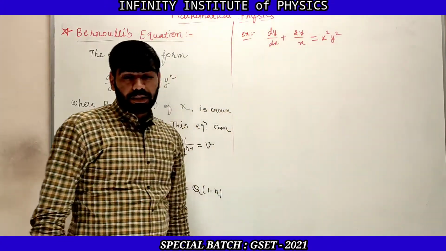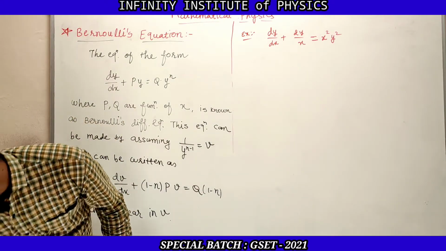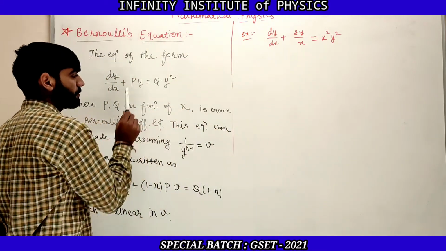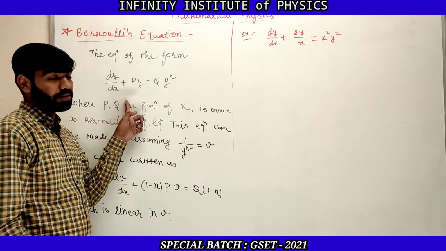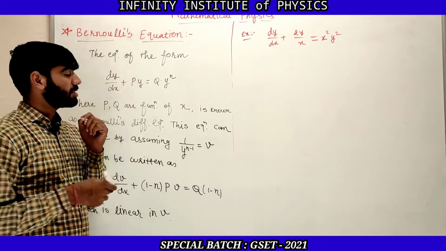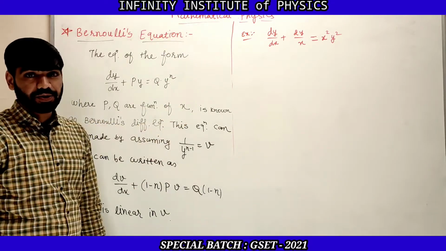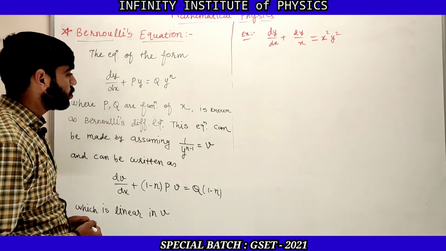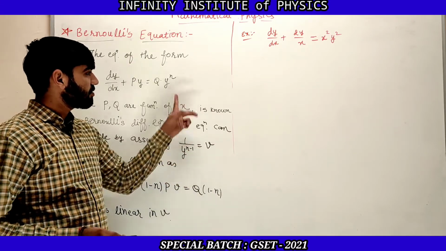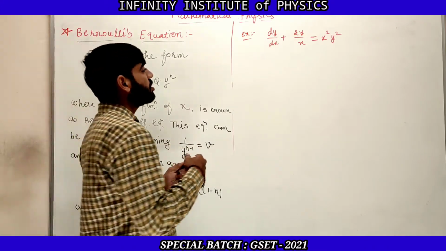dy by dx plus 2y by x, which is equal to x square y square. So compare it with this dy by dx plus p y. So p is equal to 2 by x, which is equal to q into y raised to n. So q will be x square, y raised to n. So here n is equal to 2. So now 1 upon y raised to n minus 1, here n is equal to 2. So 1 upon y is equal to v, that we need to assume.